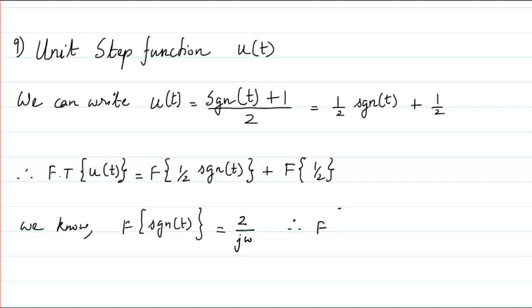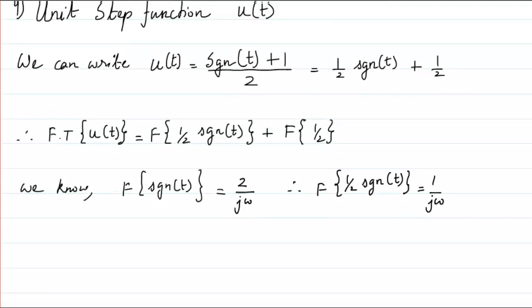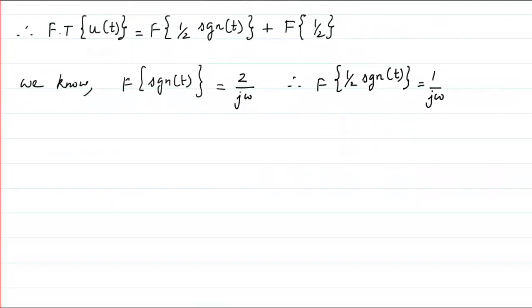Therefore the Fourier transform of half times the Signum function is going to be half times 2 by j omega, which will become 1 by j omega. You might be thinking, where is this property coming from? This property we will learn later. The property of linearity is basically being used here. You have already studied the linearity property in Fourier series, and the same thing will come here. The Fourier transform properties we will see next.